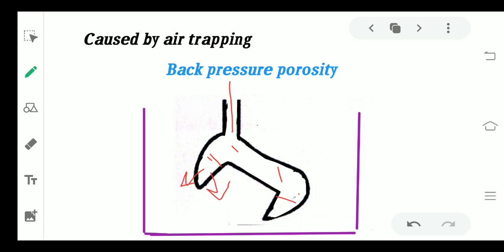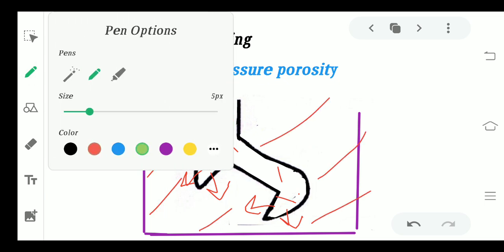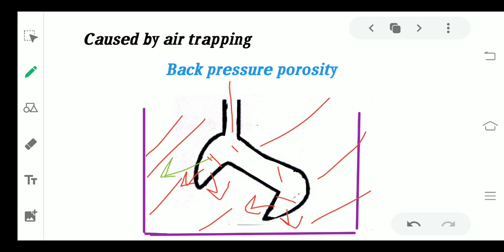The air thinks that we will cross this particular wall and move out into the investment material. This is all investment material here. So the air tries to move out into the investment material, leaving the crown, and it gets collected here because the crown is very thick and it cannot move out like this. So all the air gets trapped at these tips of the casting.